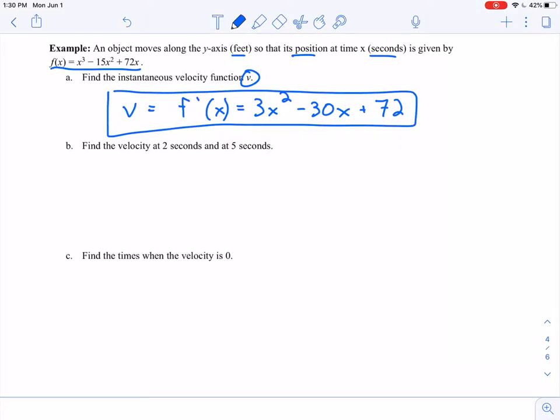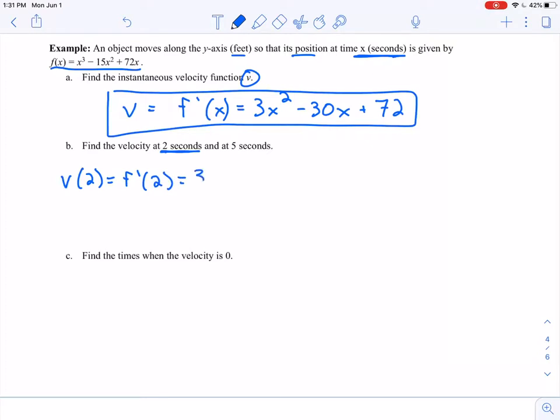Part B says find the velocity at 2 seconds and then at 5 seconds. Remember these are x values, right? It says x was measured in seconds. So if I want to find the velocity at 2 seconds, I'm going to take x equals 2 and plug that into my derivative or my velocity function. We can either think about that as v of 2, or you can think about that as f prime of 2 and plug that into your derivative.